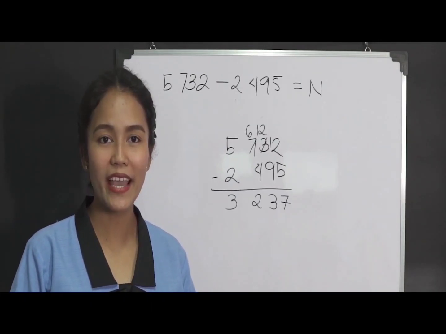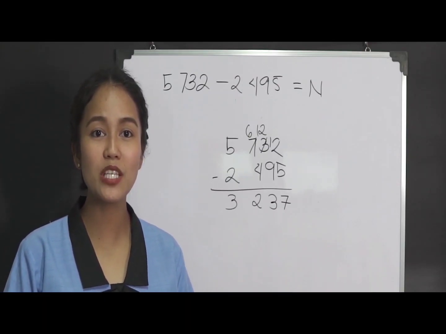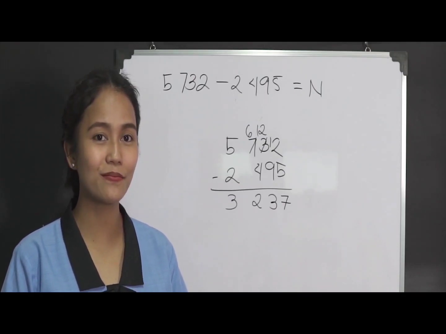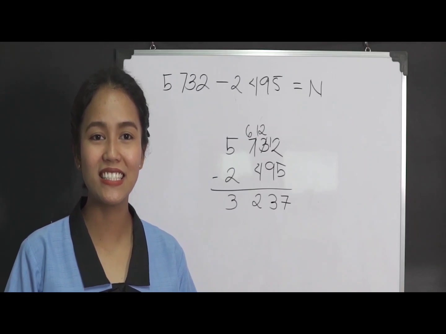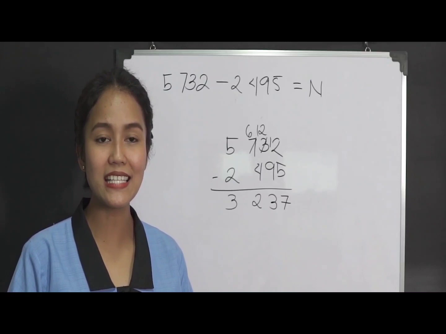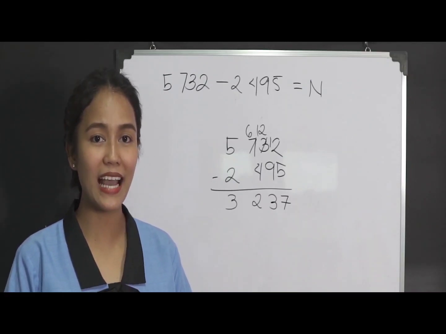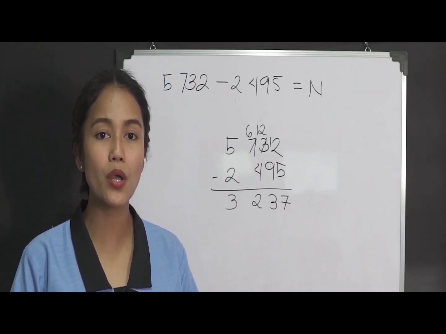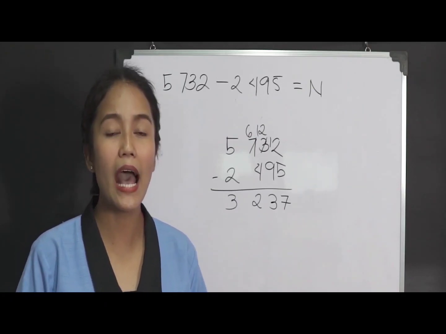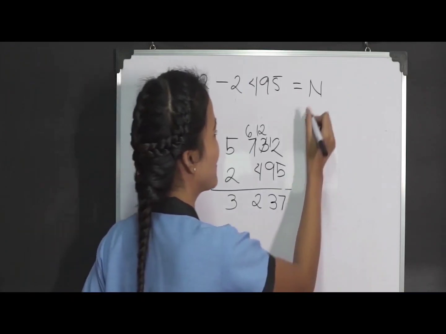And last is check. Check if the answer that we got is correct. To check it, we just simply use the reverse operation of subtraction, which is? Very good, addition. So, what we are going to do is to add the number of dresses and shirts the factory makes each day. If the answer that we got is the total number of clothes, which is 5,732, therefore, our answer is correct. Okay, now let's add.